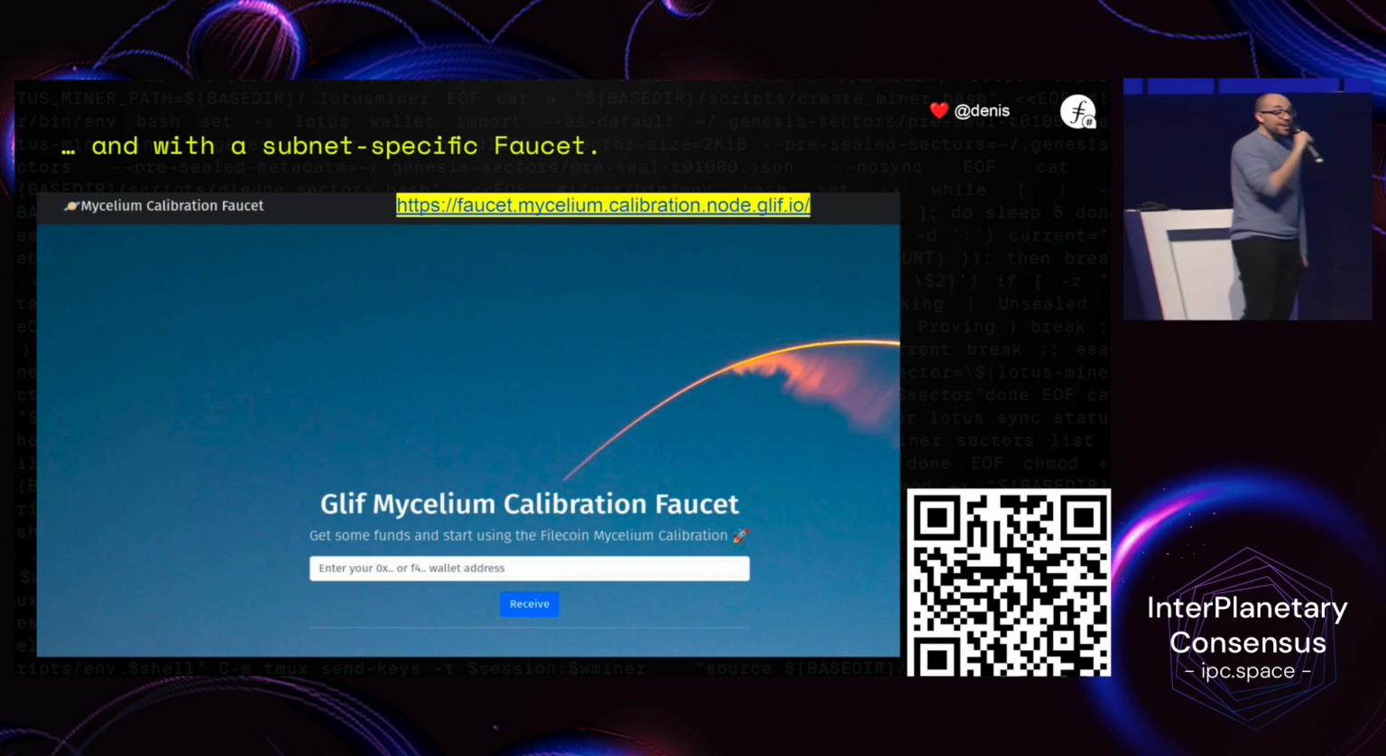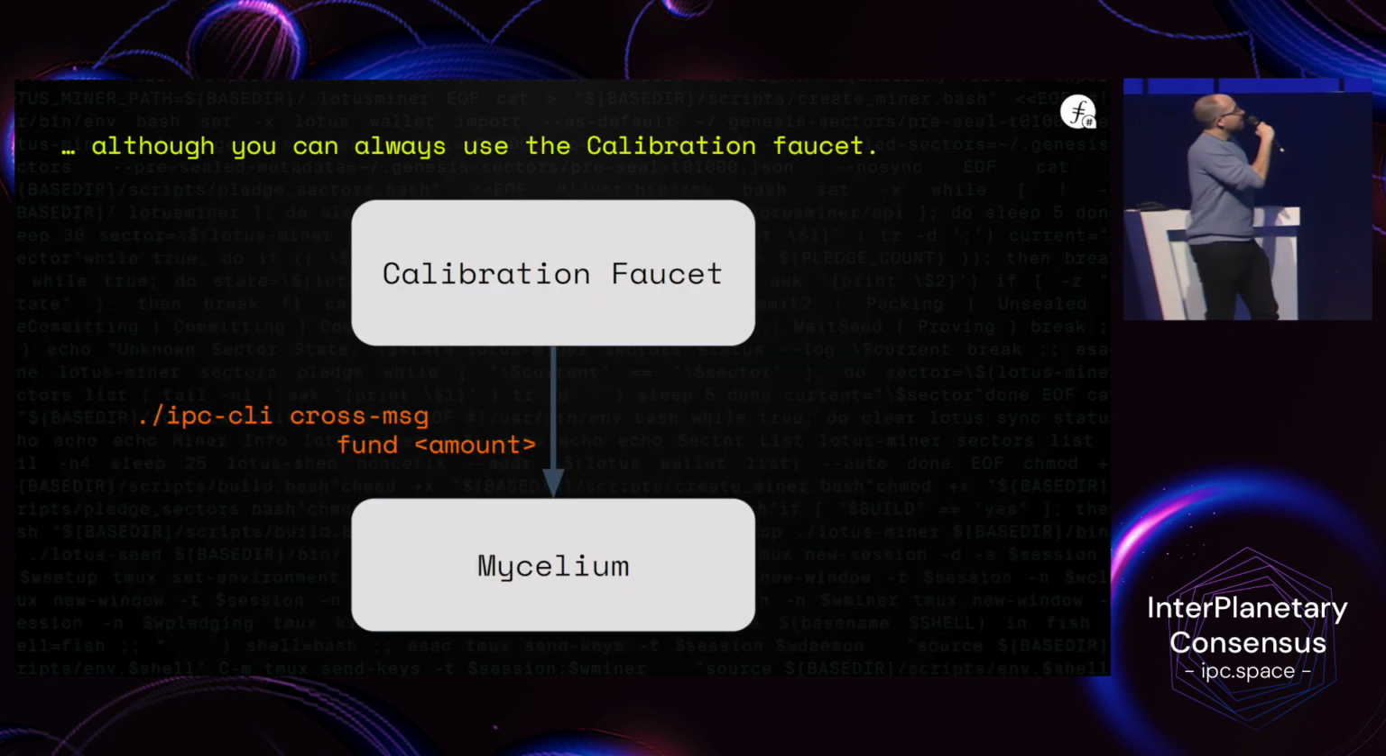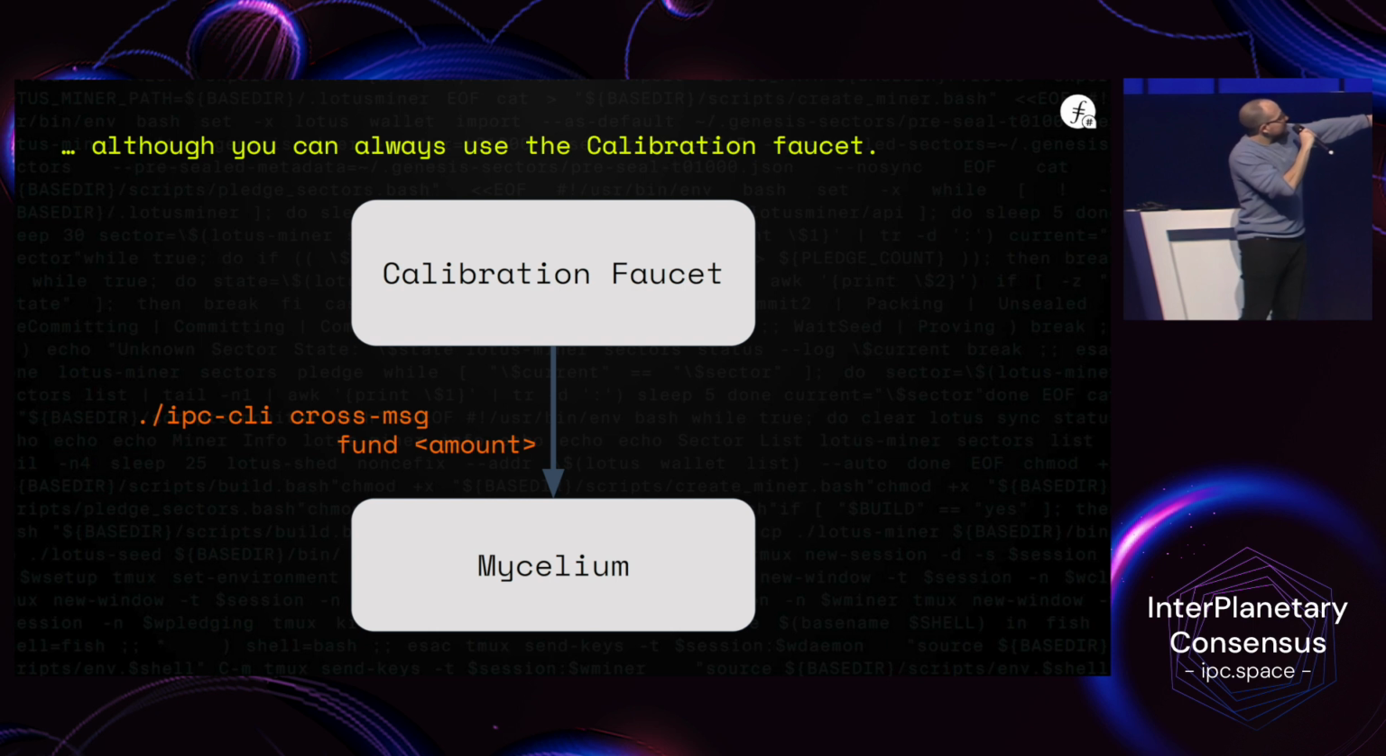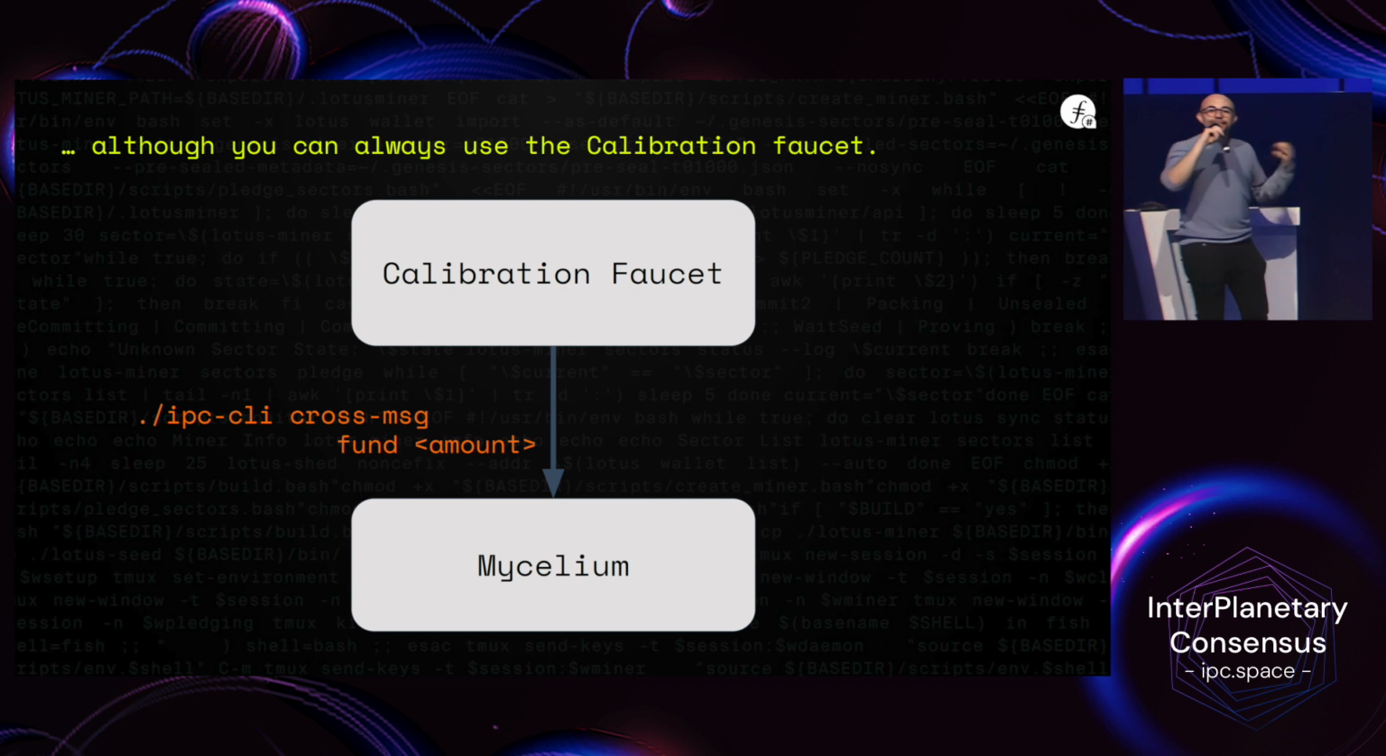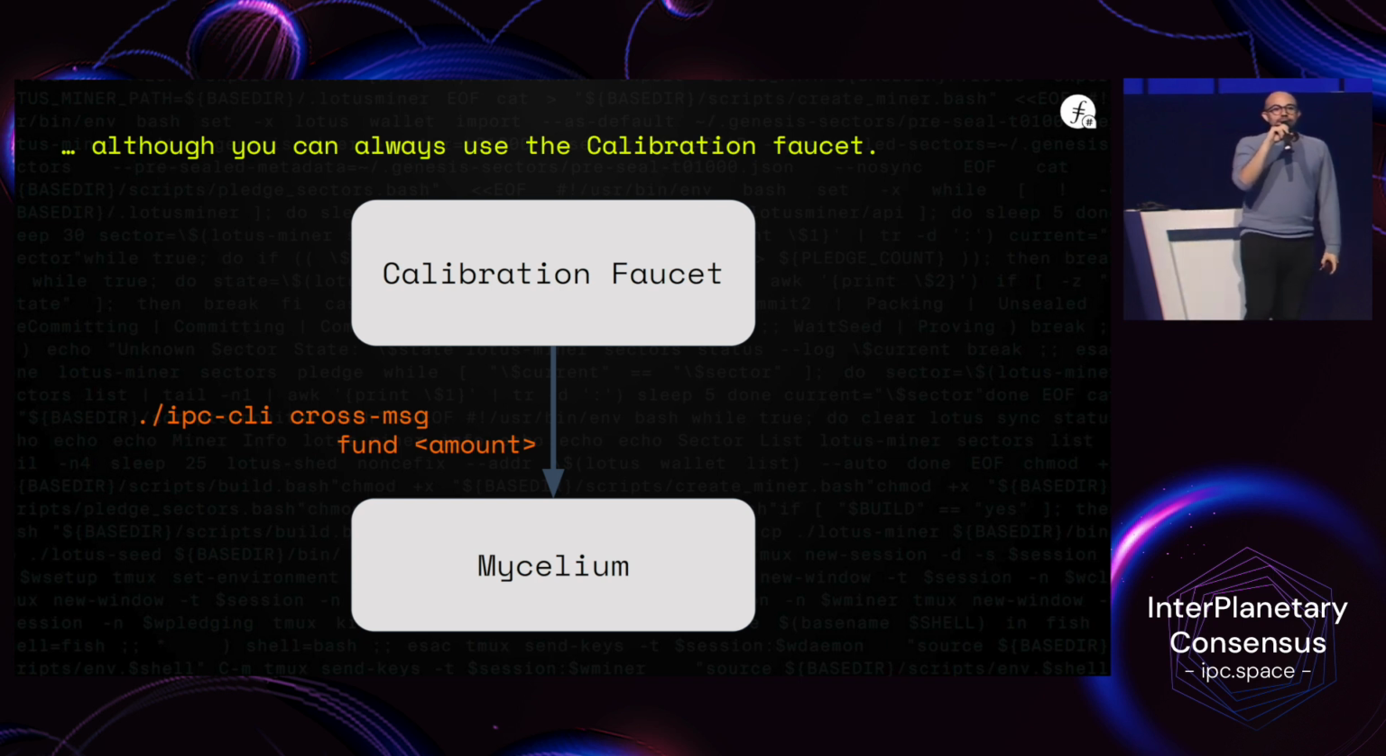And you may be thinking, but what if this faucet is down or it runs out of funds? It doesn't matter, because remember that Mycelium is a layer 2 of Calibration. We're in IPC world, so we have cross-net messages, and you can always get some funds from Calibration, run this fancy command, and send those funds to Mycelium. So even if for some reason the Mycelium faucet fails, remember that you are an L2 of Calibration, so you can always take your funds down from Calibration.